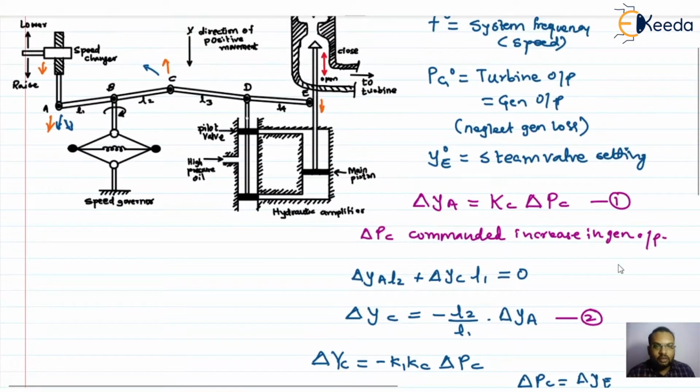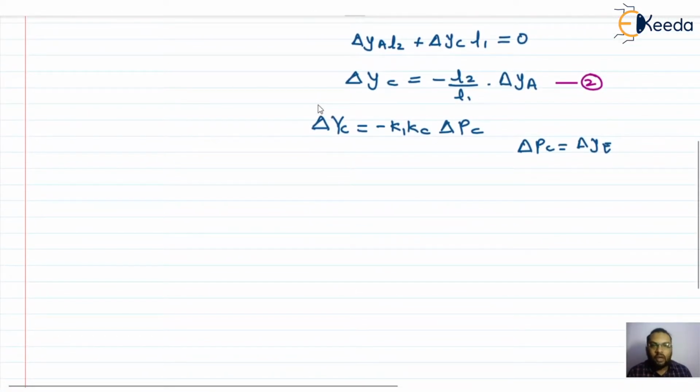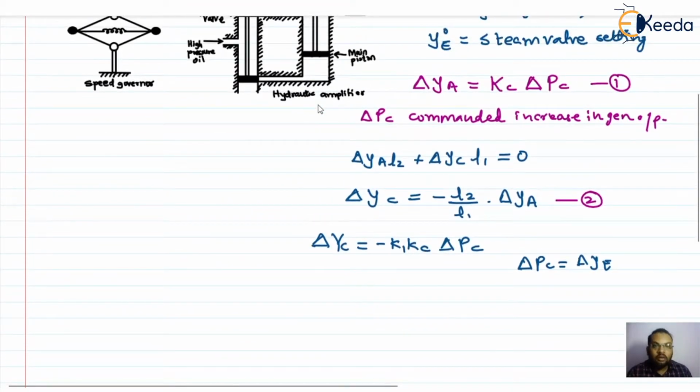Why is it so? Because if we are going to move this linkage at point A downward, correspondingly there is a downward movement of point E, and in proportion to that only the power will change. In proportion to that only power will increase. So that is why that delta Pc we can consider the same as the change in position of this point E as well. Now consider this as equation number 3.